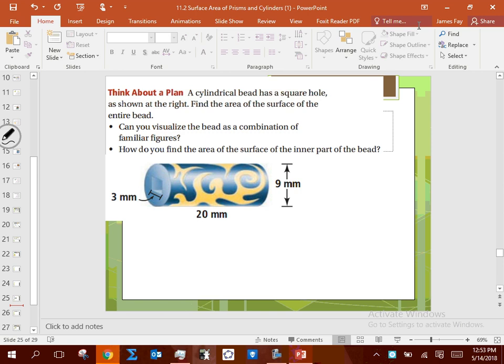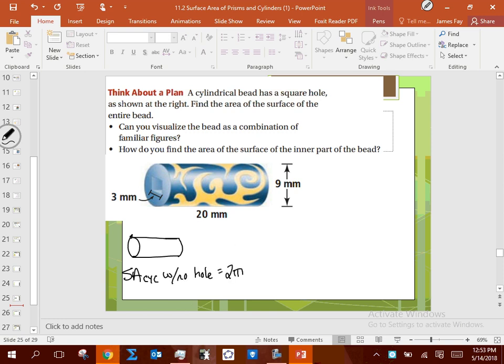Does that make sense? But I also create some walls on the inside, don't I? So when I create those walls on the inside, does that add in some new area? So what I'm going to do, there's several problems here. I'm going to address this question initially as if there was a solid bead. There is absolutely no hole in this thing. Can I find the surface area of a cylinder with no hole?